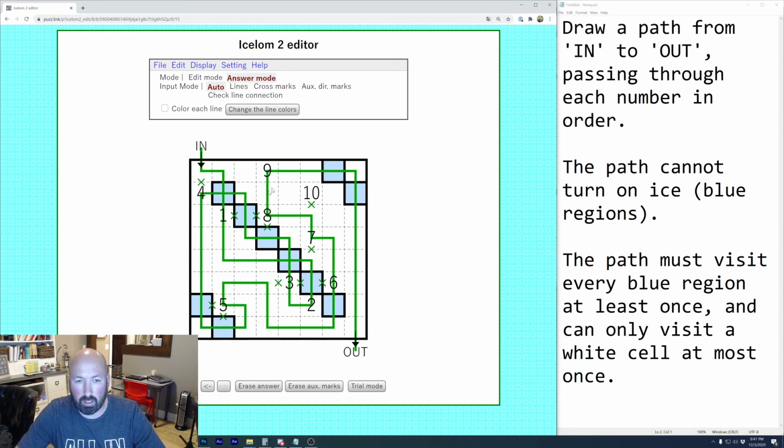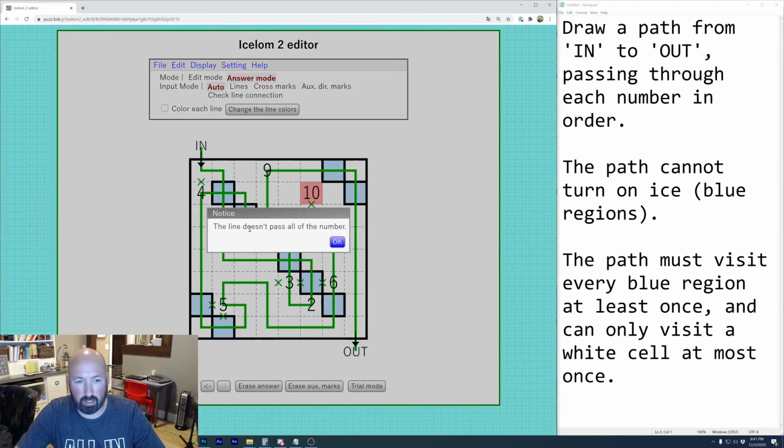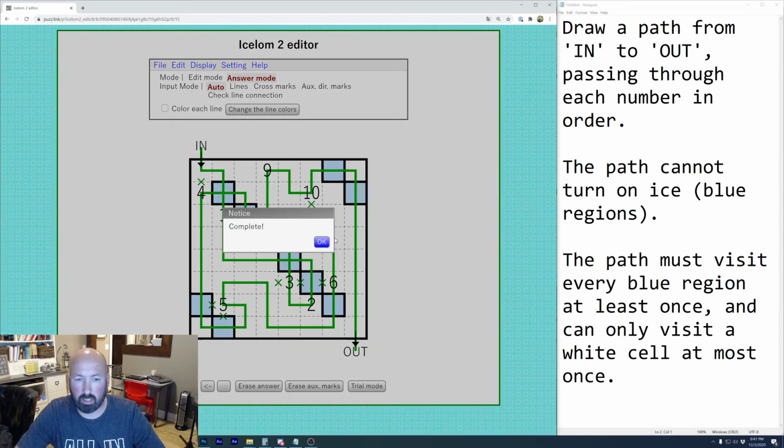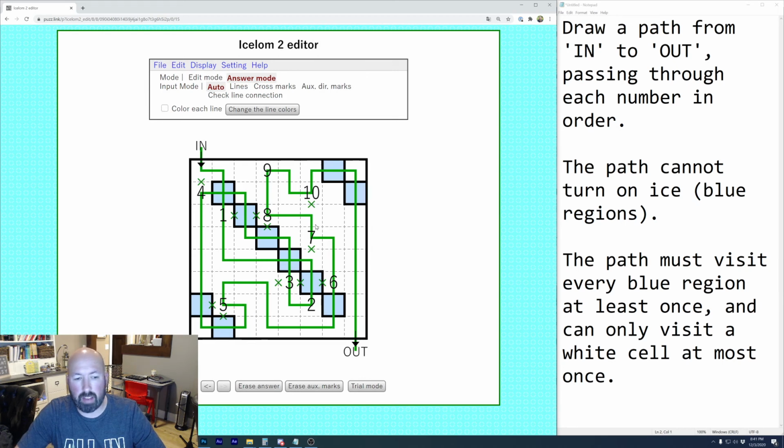get to the out, but as you'll notice, if we click check right now, it's going to tell us the line doesn't pass all of the numbers because it has to go through the 10. So we have to drop down, over, and back up. And now I think if we do check, complete. Perfect. And if I hadn't already done check when there was an error, it would have popped up and said complete as soon as I finished the grid.